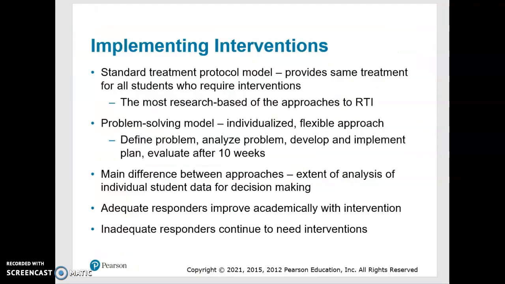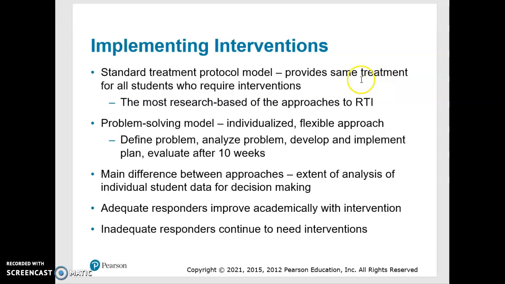Okay, so implementing interventions, we want to make sure that we're using a standard treatment protocol, right? Provide the same treatment for all students who require intervention. And treatment means interventions or something like that. It doesn't mean a medical treatment, which is typically what people think when they hear the word. That's not what it means, right? We're not sending them to the hospital. We're not giving them any medication.